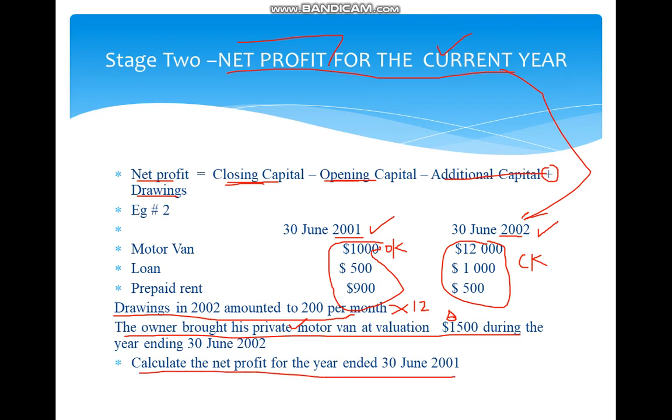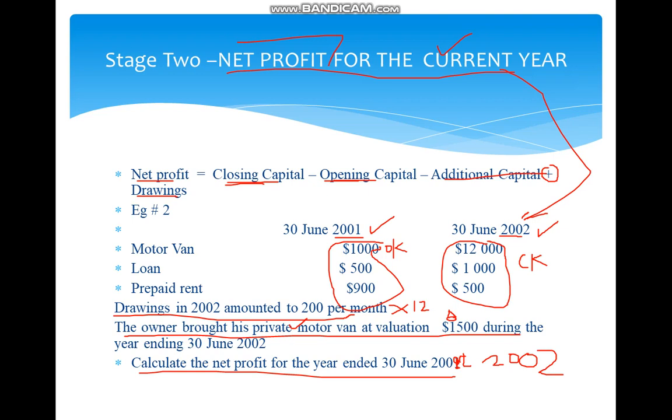profit for the year ended 2002, not 2001. This is for the year ended 2002. So you can please leave this one. This is for the year 2002. I want you to try and determine the net profit for 2002. So let's use the formula. I'm giving you 1 minute to punch that.